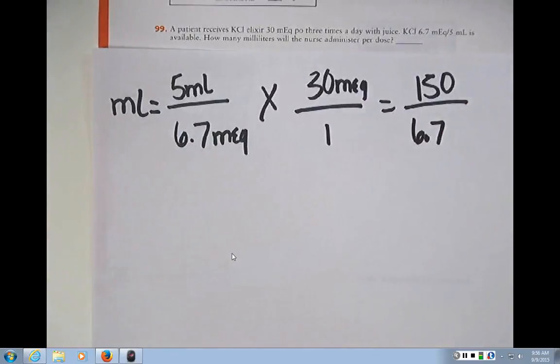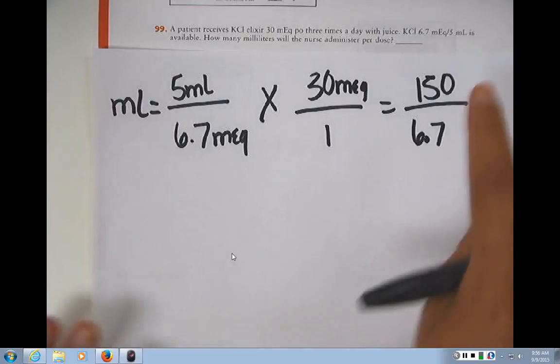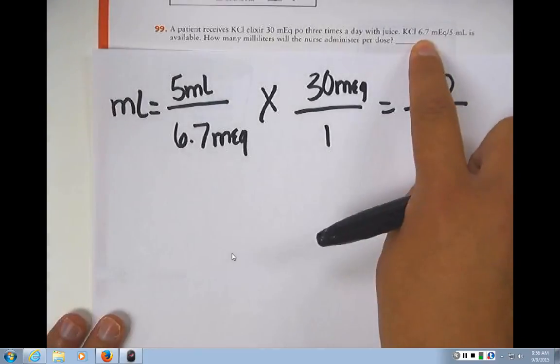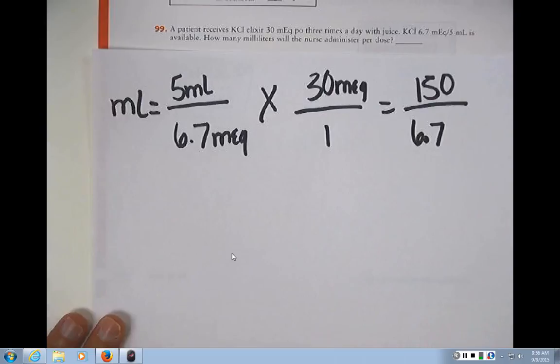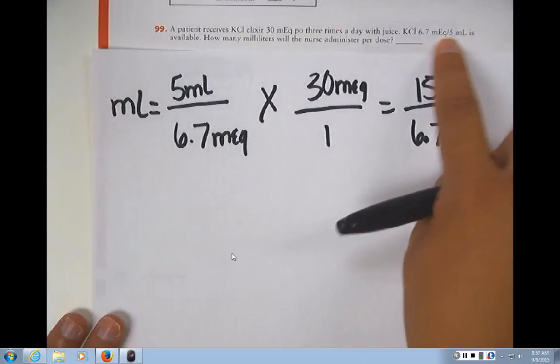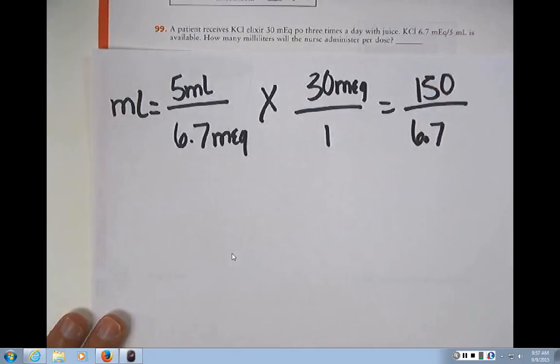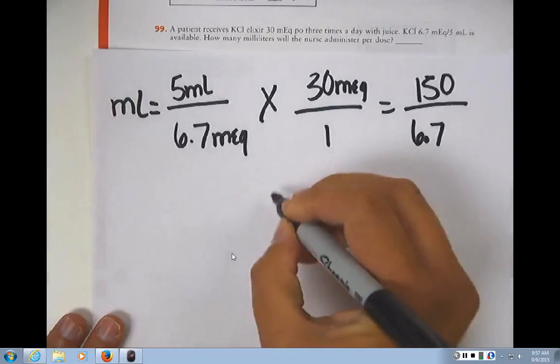Now I'm going to take 150 and divide it by 6.7. So 150 divided by 6.7, and it gives you a weird number. It gives you 22.3880597. Since the dose on hand is taken to the 10th place, we will take our dose that we're going to administer to the 10th place. And so 22.38, I'm going to round that to 22.4.